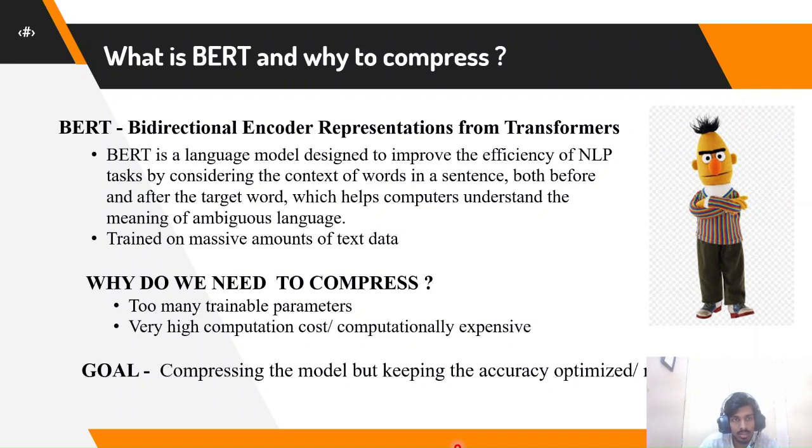But the main problem is that BERT is trained on a massive amount of text data, and it has hundreds of millions of trainable parameters, and that is why training the complete model in a local setup may be impossible, because of its very high computational cost and expensive computation. So the main goal of this research paper is to compress the model but to keep the accuracy more or less optimized or maximized.